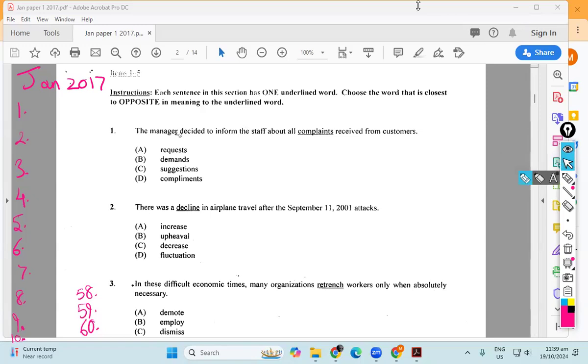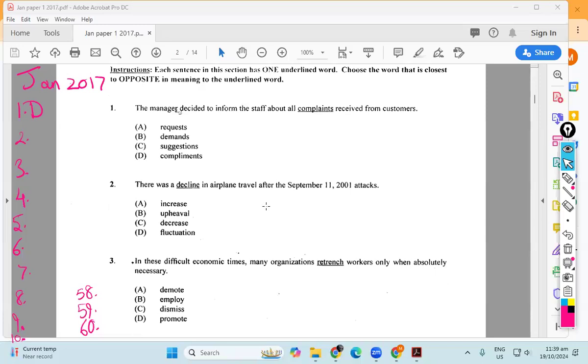Right. So the opposite of complaints is D, compliments. If I complain, I talk about something bad that somebody did. If you complain, you point out something bad that they did. If you compliment them, you point out something good that they did, right?